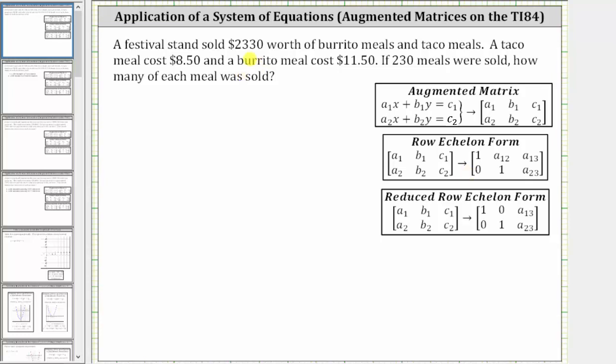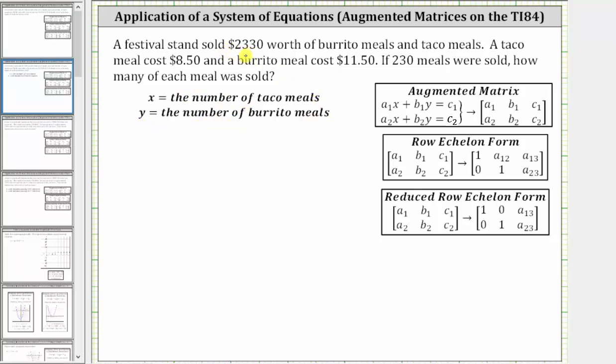A festival stand sold $2,330 worth of burrito meals and taco meals. A taco meal cost $8.50 and a burrito meal cost $11.50. If 230 meals were sold, how many of each meal was sold? Let's first define variables for the unknowns. Let's let x equal the number of taco meals and y equal the number of burrito meals.